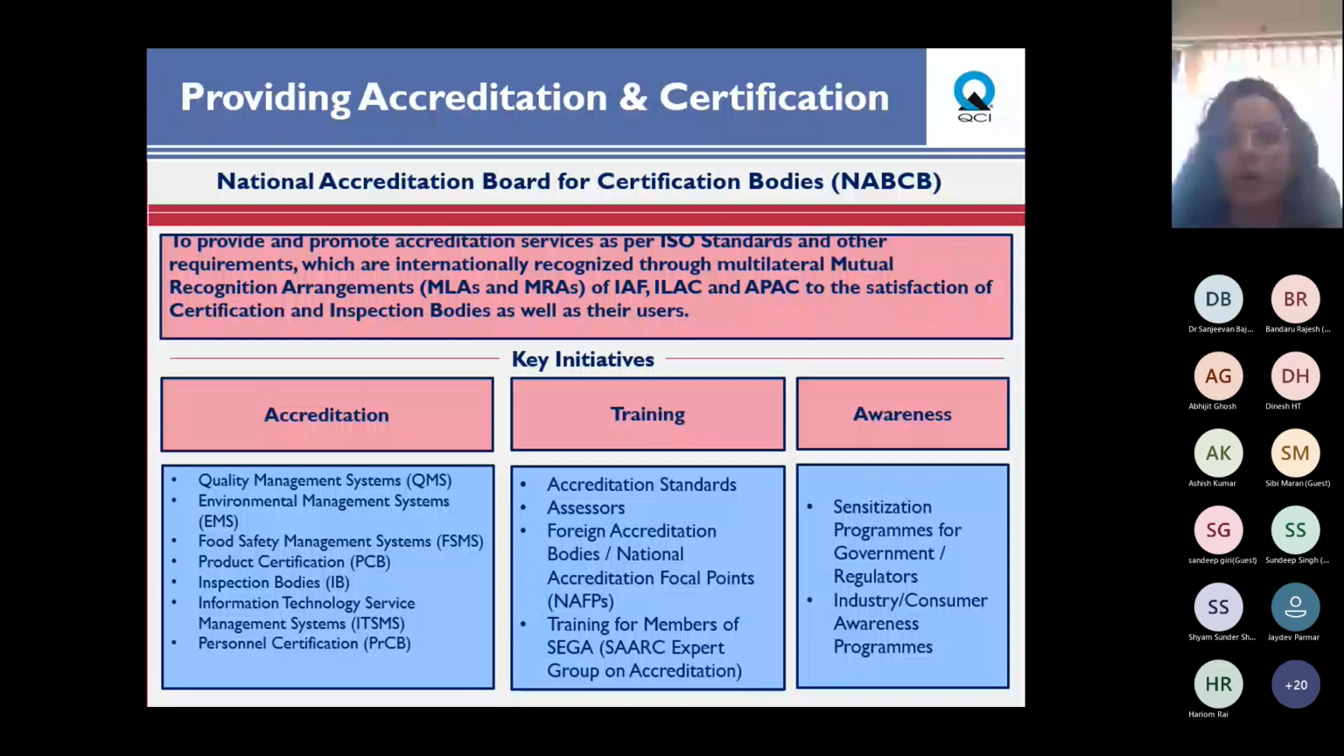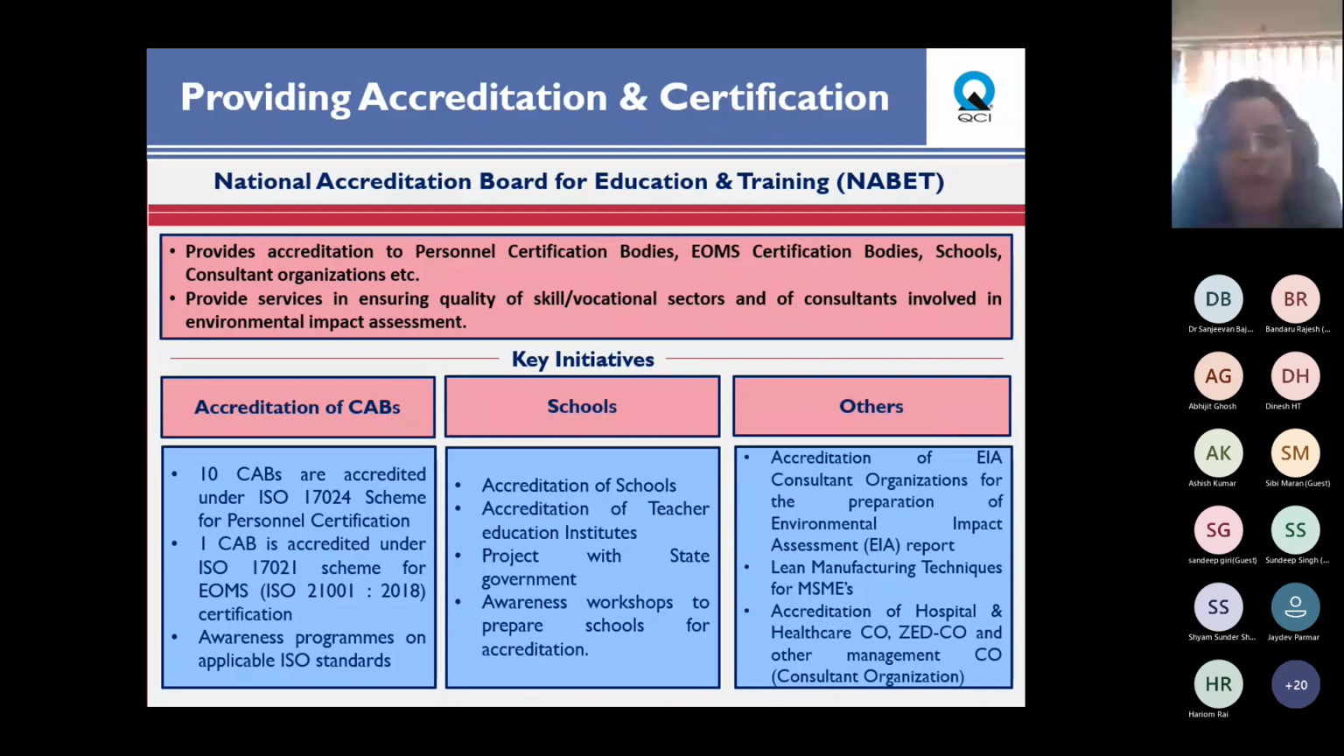NBQP is also running the QCI membership and consultant registration scheme. Apart from this, QCI has special project groups that work with various ministries in the government, both at central and state level. So one is PPID, Project Planning and Implementation Division. Another one is PADD, Project Analysis and Documentation Division. We have ZED also, the Zero Defect and Zero Effect Division.